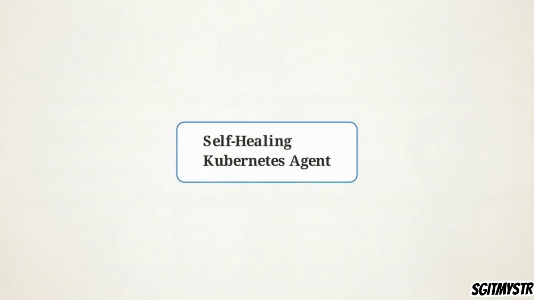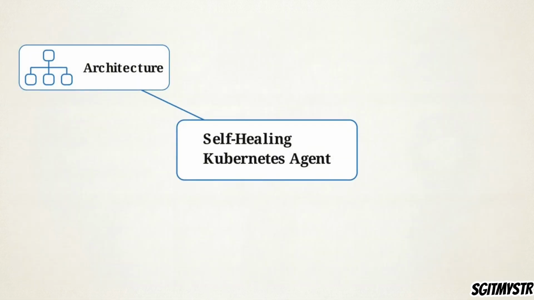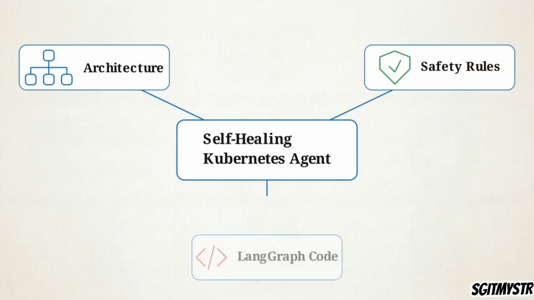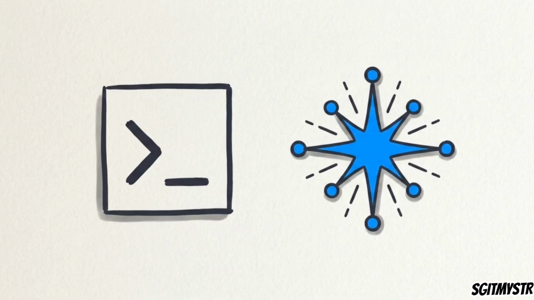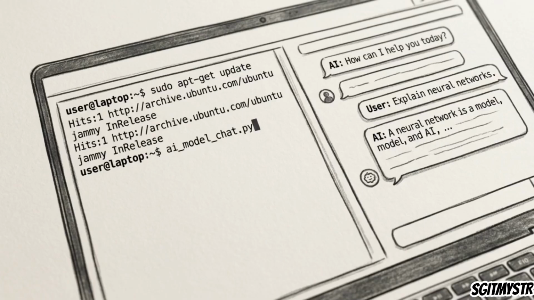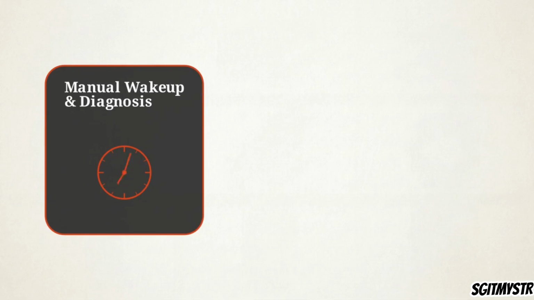Over the next 6 minutes, we are going to design that self-healing Kubernetes agent. We will map the architecture, define the safety rules, and generate the LangGraph code required to run it. To follow along, you only need 2 things: basic familiarity with your command line and access to an LLM workspace. Building these functional agents adds a layer of verifiable AI expertise to your portfolio. By the end of this guide, you will have a working system that moves from manual intervention to autonomous resolution of recurring failures.